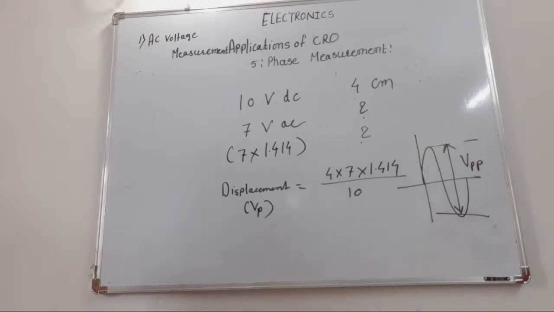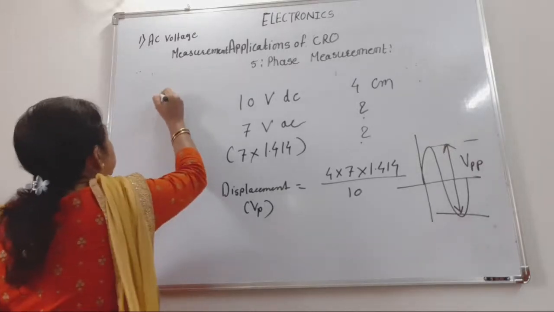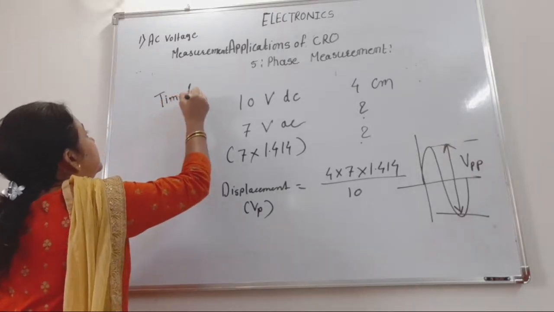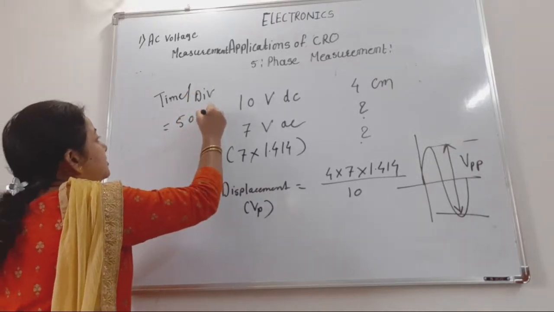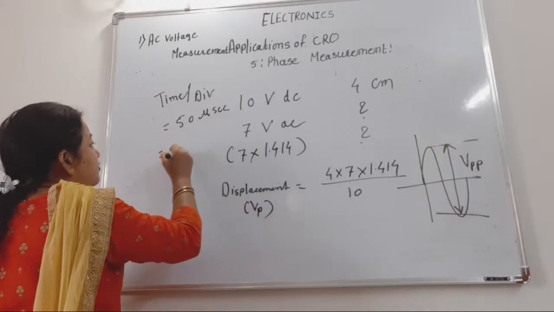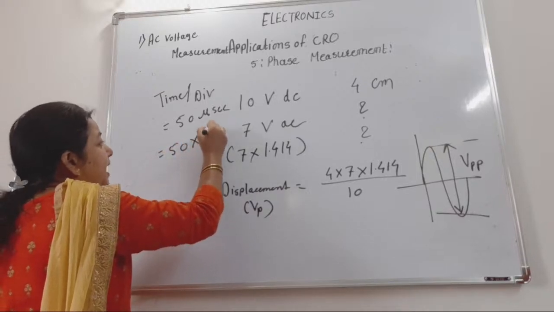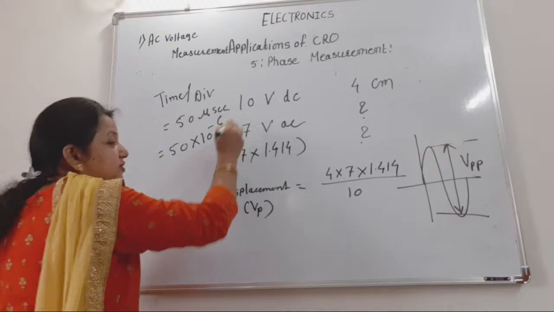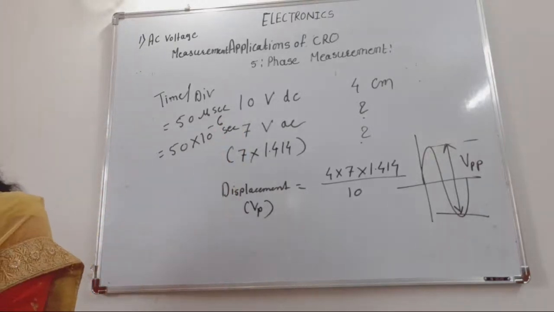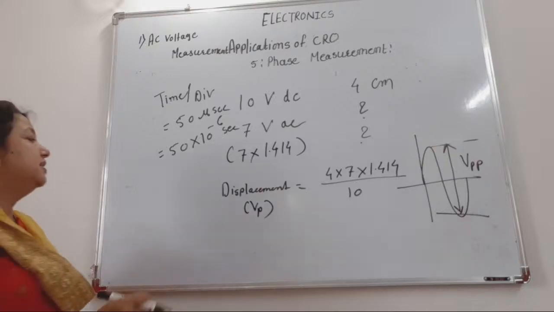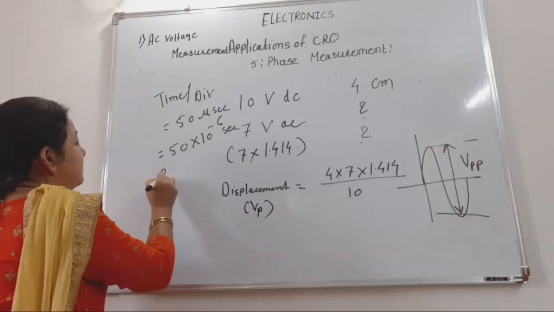Now 50 microseconds you have to consider as time per division. 50 multiply 10 raised to minus 6. Time per division reading is given equal to 50 microseconds per division. Therefore, you have to consider 50 multiply 10 raised to minus 6 seconds. Okay. And they ask to calculate the horizontal spread of the waveform, which is 8 divisions. The number of horizontal divisions is given as 8.